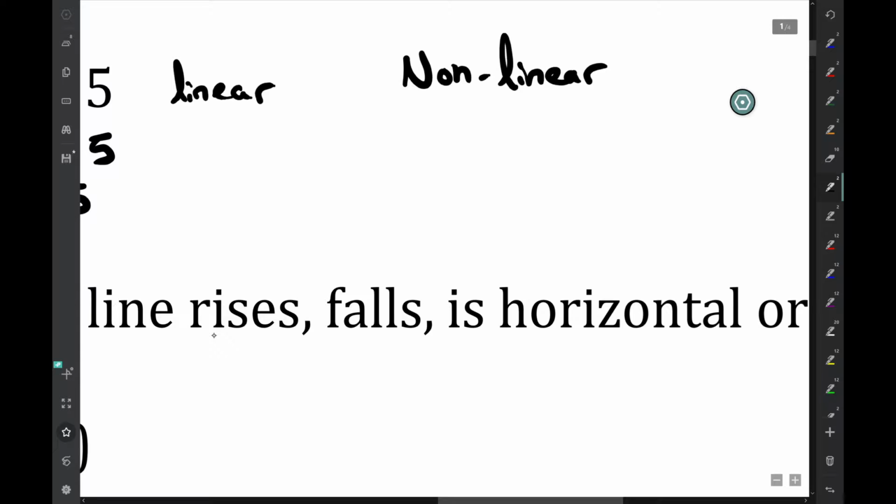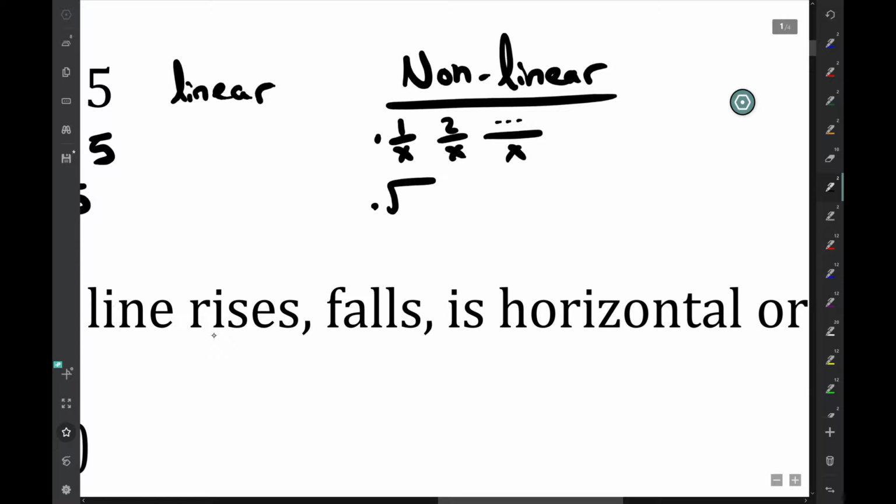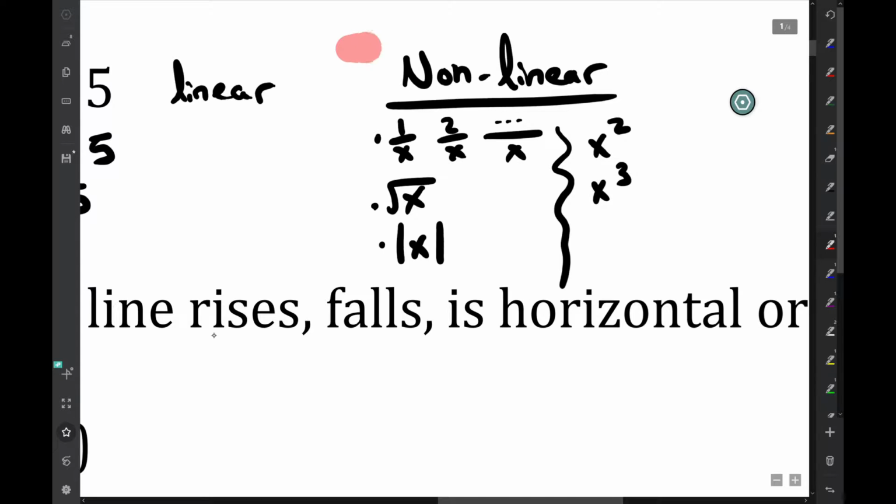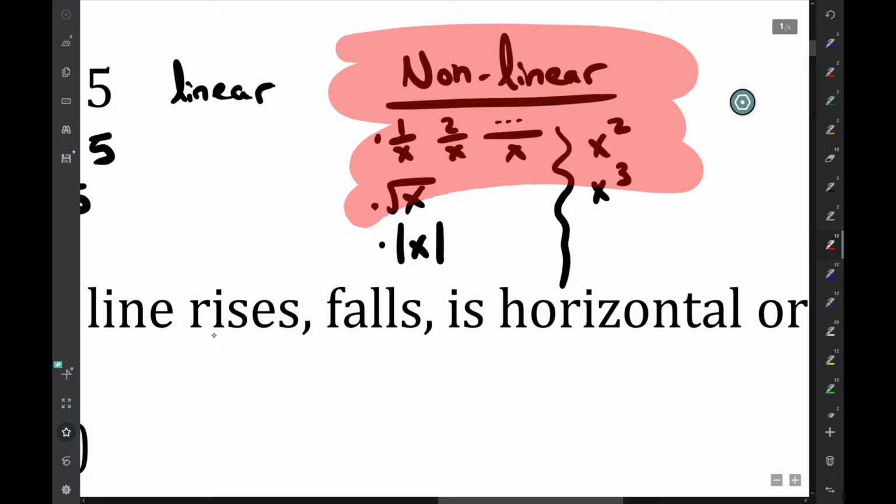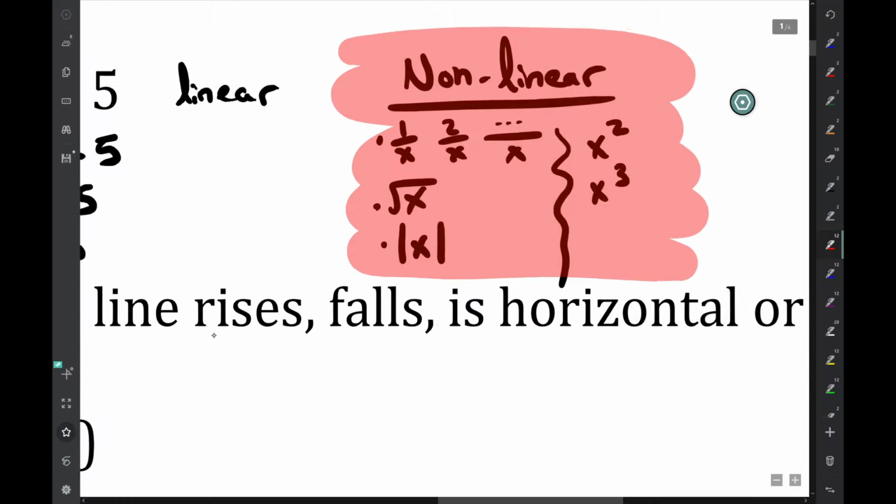Other nonlinears. So we just looked at 1 over x, or 2 over x, or anything over x is nonlinear. Square roots, absolute values, x squared, x to the third. Any of those are non-linear. And these were all gone through in your notes before.